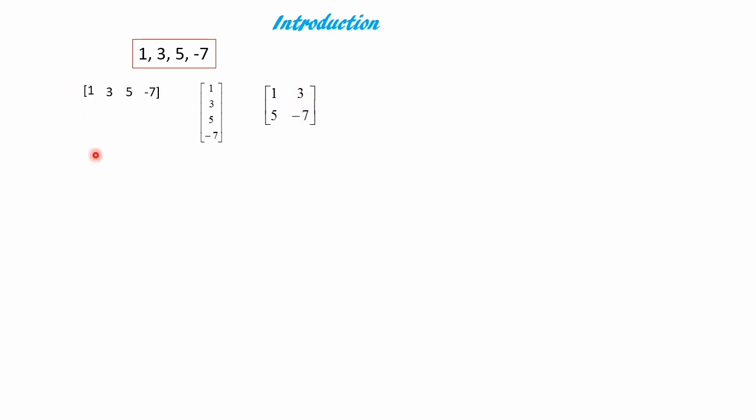And this way of arranging numbers or elements or anything is called a matrix. A matrix is a rectangular array of numbers or functions, an ordered arrangement in a rectangular format. So you can see here this is 1 row and 4 columns, this is 4 rows and 1 column, and this is 2 rows and 2 columns.